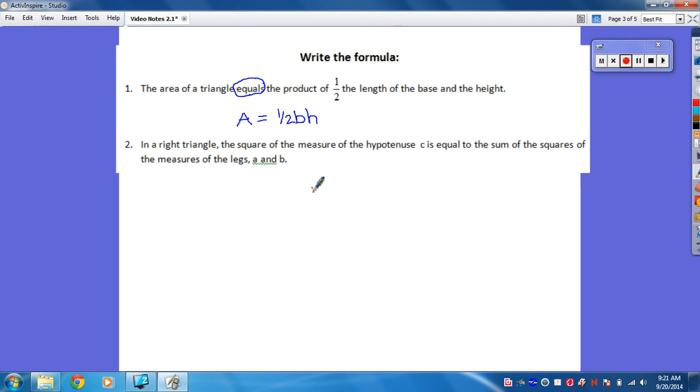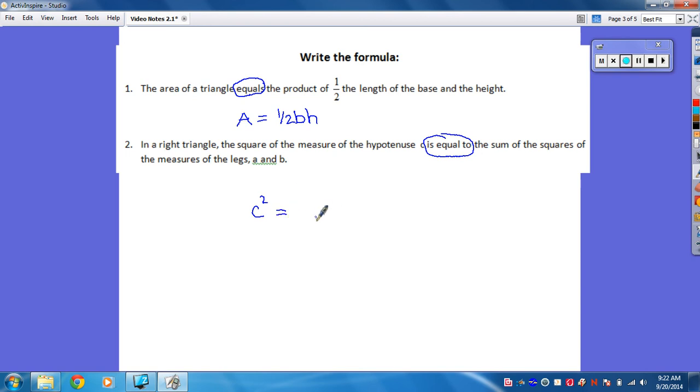Alright, and there you have the formula for area of a triangle, which should look familiar to you. Right. Number 2, in a right triangle, the square of the measure of the hypotenuse C is equal to, so there's my phrase for my equal sign, is equal to the sum of the squares of the measures of the legs A and B. Alright, looks complicated. Break it down piece by piece. The square of the measure of the hypotenuse C. So I have C, okay, and remember we said that the square of something is not the square root, but it means that we're going to square that number. So I have C squared, and then comes my equal sign.